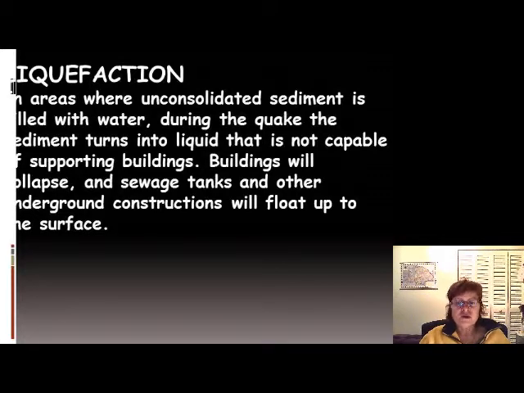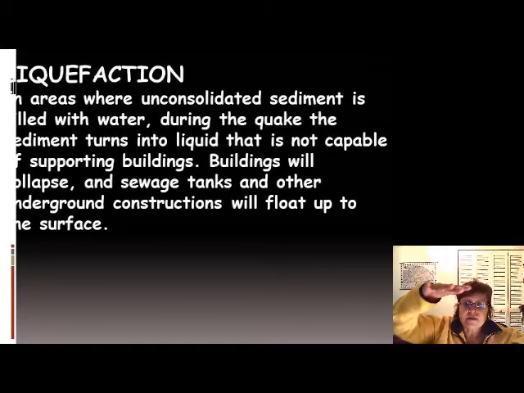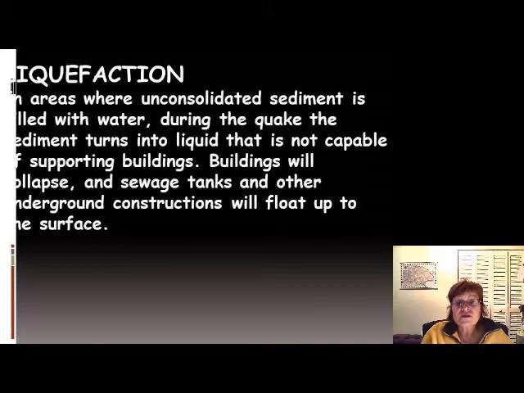When you have an earthquake and it happens in a coastal area where you have water-filled, unconsolidated sediment, the earthquake starts shaking the whole area, and the shaking causes this water-filled sediment to behave as a liquid. So anything which is heavy is going to go down, and anything which is light is going to come up. So the buildings will actually go down, and sewage tanks and other underground construction, such as coffins, which is horrible, will actually float up near the surface.